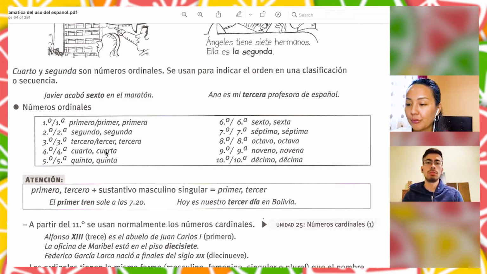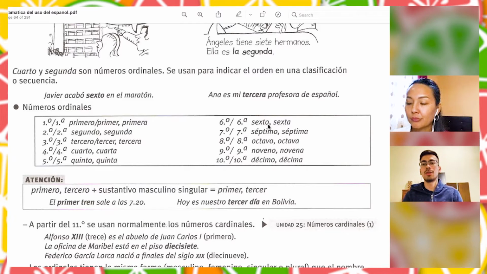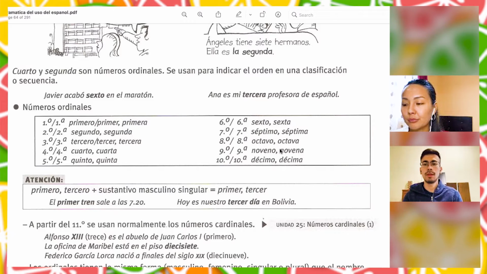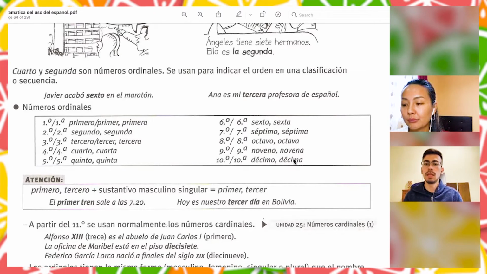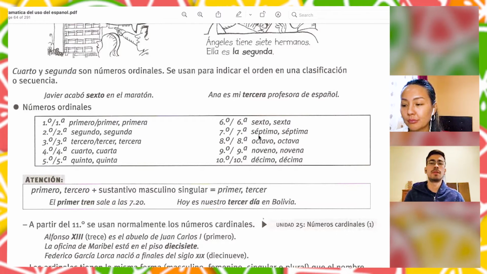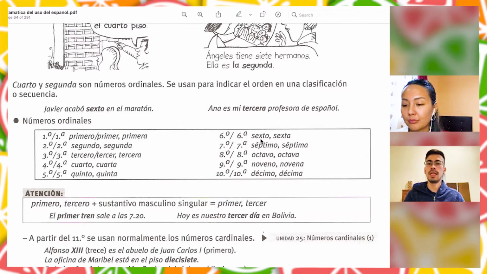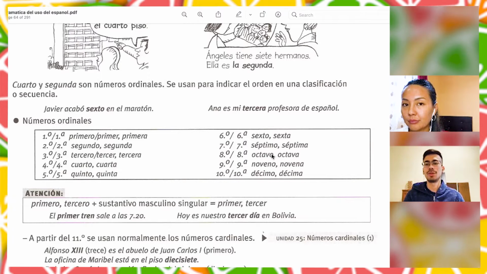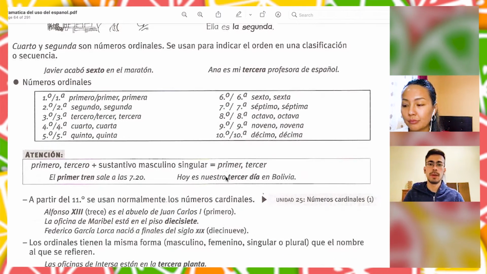Then we have cuarto, cuarta, quinto, quinta, sexto, sexta, séptimo, séptima, octavo, octava, noveno, novena, décimo, décima. So we always have masculine and feminine, and they are similar to the previous, let's say, cardinal numbers. For example, sexto, 6, séptimo, 7, octavo, okay, it's a bit different, 8, noveno, 9. But they are similar in some way, right?